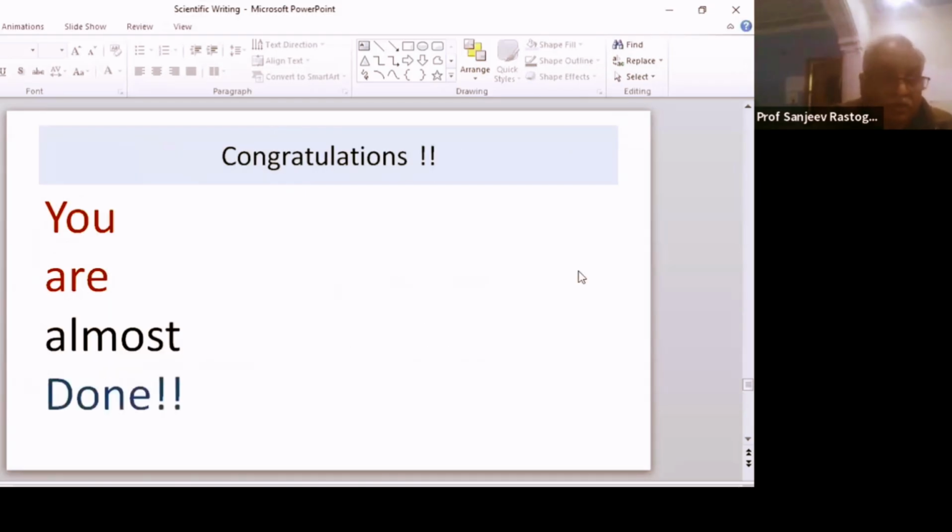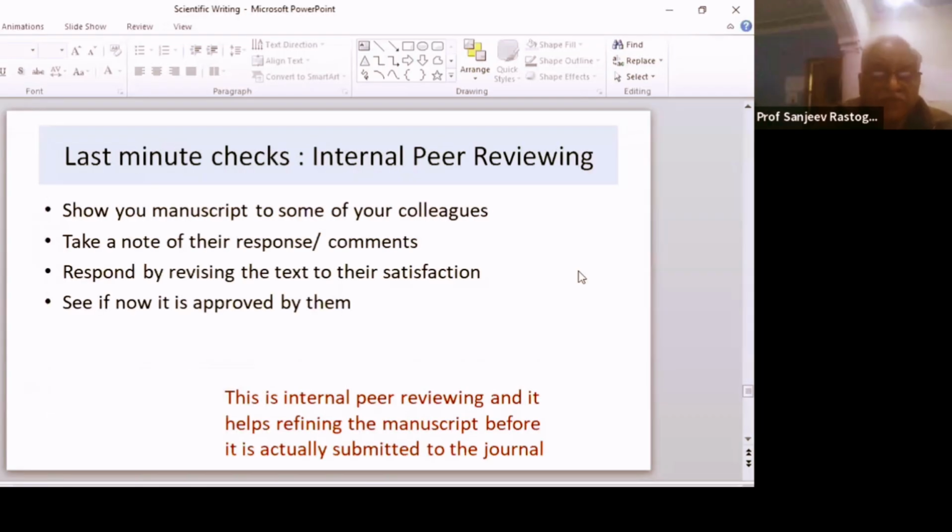So we are almost finished. We are almost done. Last minute check is that we need to go for the internal peer reviewing. Once you are done with your manuscript, the best thing is to show it to some of your colleagues, your peers who are also working in the same kind of area.